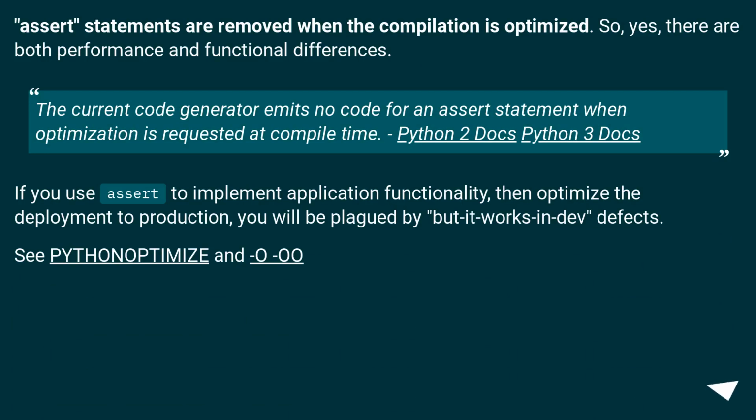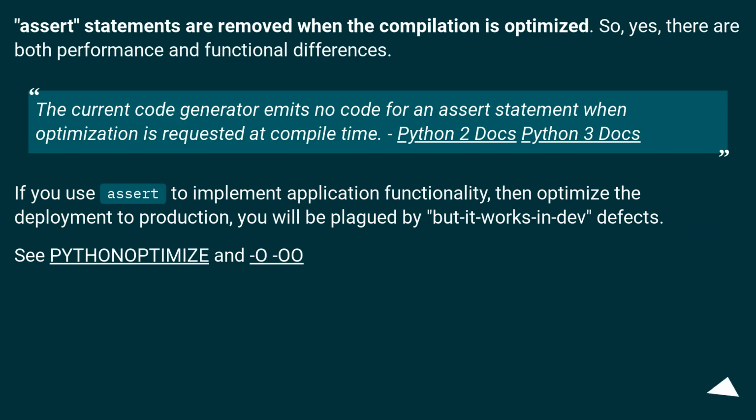Assert statements are removed when the compilation is optimized. So, yes, there are both performance and functional differences. The current code generator emits no code for an assert statement when optimization is requested at compile time. Python 2 docs, Python 3 docs.